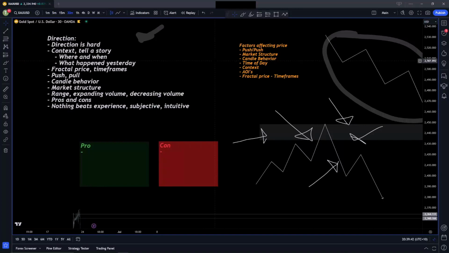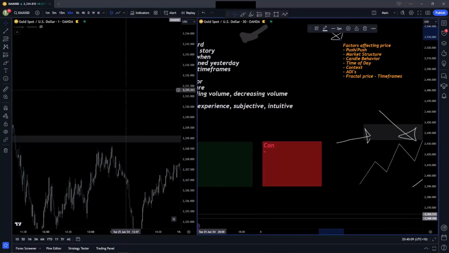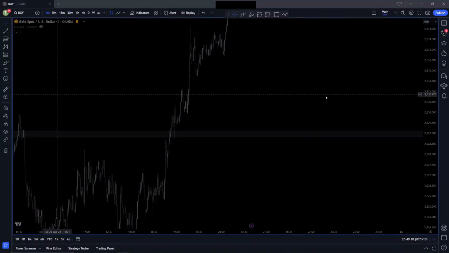So direction is all about giving context. It's all about confluence. These are all kind of confluences or probabilities. Think of every trade you take as flipping a coin. So I was just taking a small counter trend move, predominantly based off DXY. I should just cover that trade before I do that.